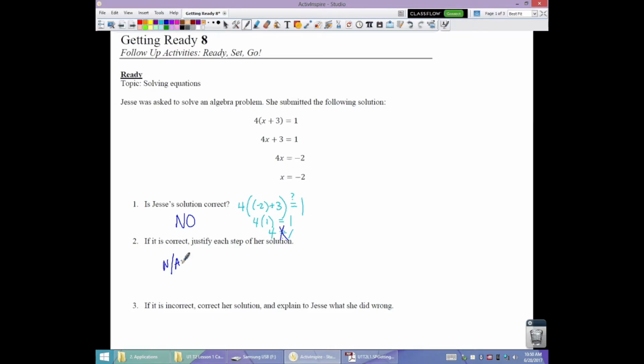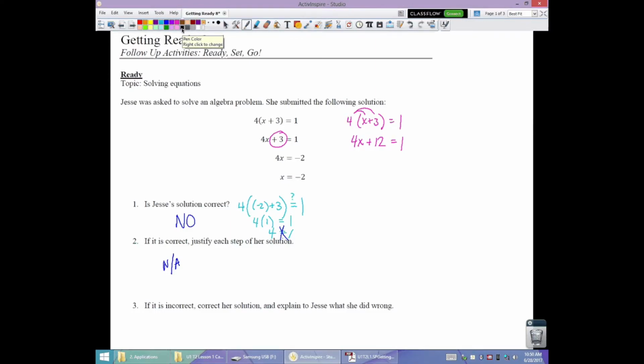Well, let's look at her steps first. When we see parentheses, our first step is we should distribute. So 4 times x plus 3 equals 1. We want to distribute the 4, and that would give us 4x plus 12 equals 1. So already right there, Jessie made a mistake. She did not distribute the 4. But I don't think that was her only mistake.